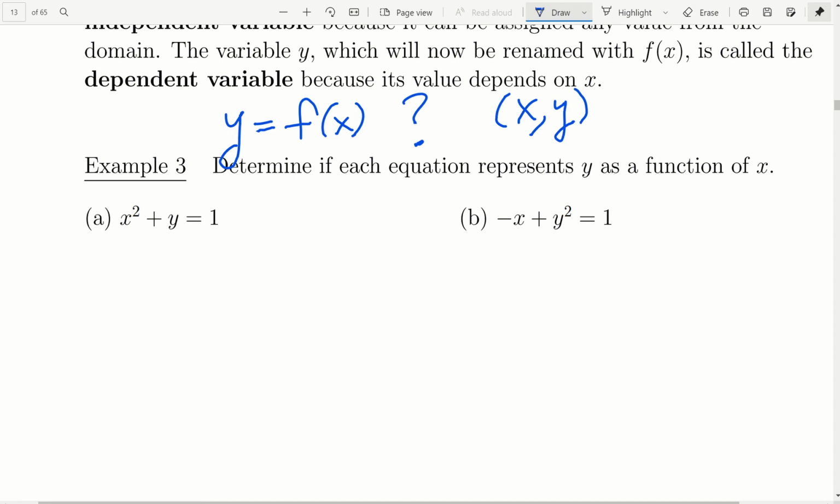In example 3, part A, we have x squared plus y equals 1. If I want to get the y by itself, I can subtract x squared from both sides. The x squareds cancel. We get y equals 1 minus x squared. Notice that for every value of x we plug into here, we did get the y by itself. For every value of x we plug in, we're going to get a unique output. Whenever you take a real number and you square it, there's just one value. And then we're taking that one value and subtracting it from 1. So this is a function.